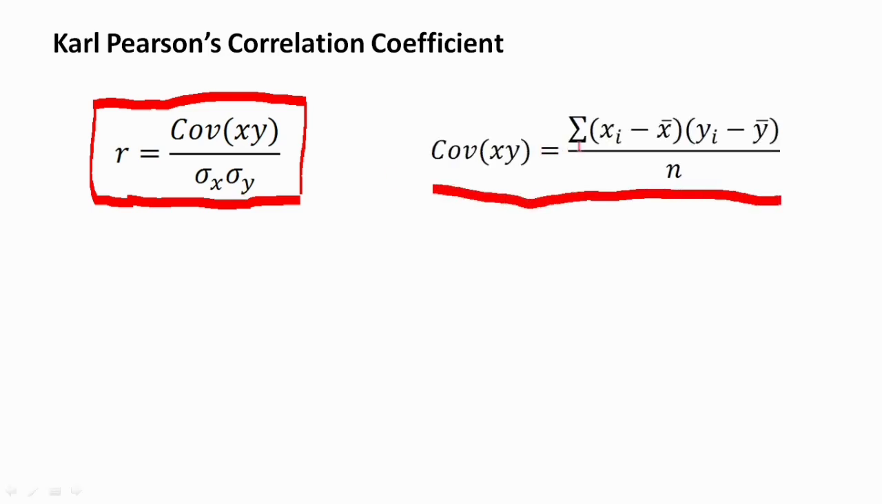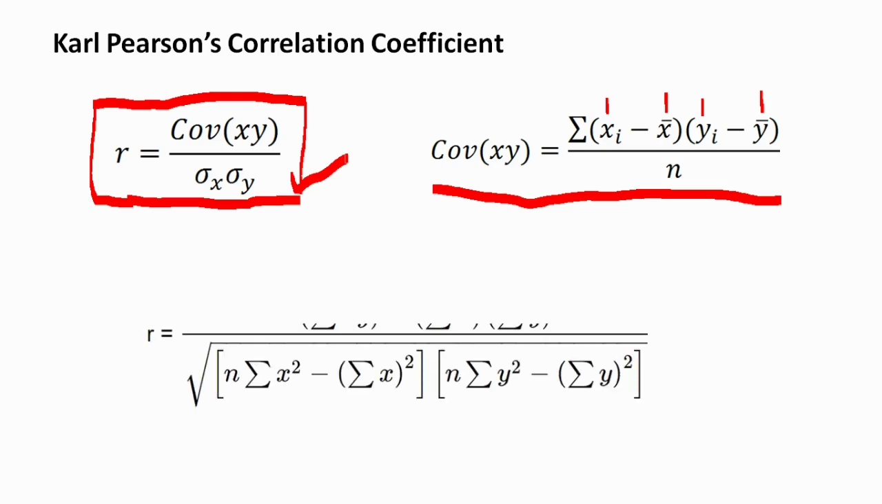The covariance is calculated as here. Covariance is equal to summation of xi minus x bar into yi minus y bar, where xi is the data point and x bar is the mean. Similarly, yi is the data point and y bar is the mean, and n is the total number of data points. By using this formula, we can calculate the Pearson's correlation coefficient.